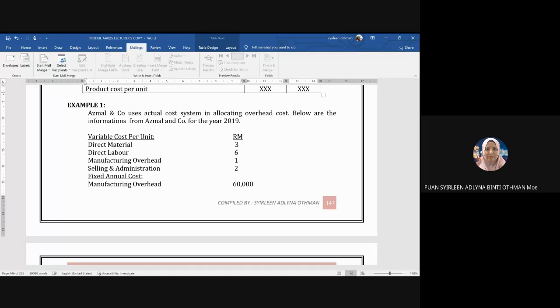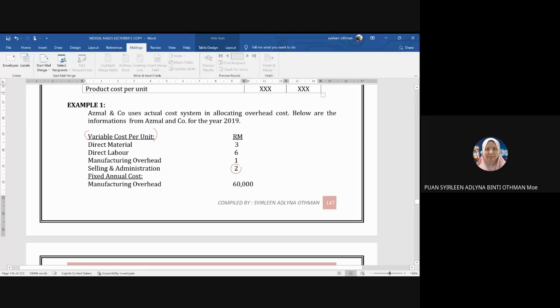Alright, so dia bagi dekat sini, you have variable cost per unit untuk direct material, direct labor, manufacturing overhead. Okay, and then dekat bawah tu dia bagi selling and admin cost per unit. Selling and admin cost per unit ni, dia duduk bawah variable. That means dia ialah variable cost. Dia bukan berada di kilang, tapi dia berada di admin and selling. But still we include that in the variable cost per unit sebab sifat dia ialah variable cost.